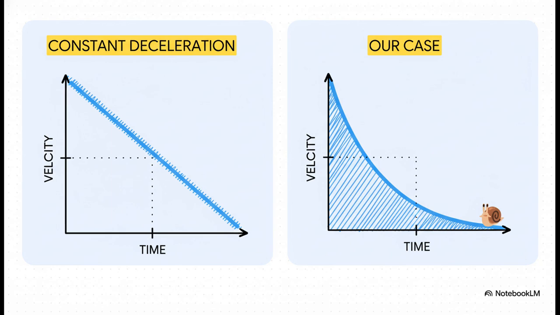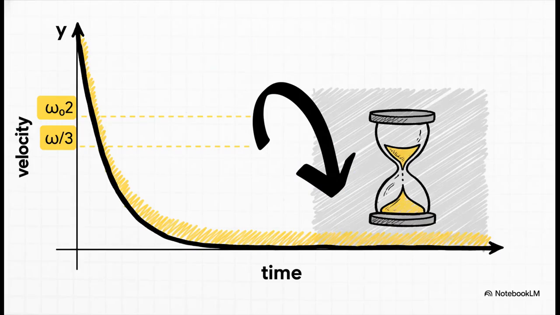If it was constant, then yes, the velocity would drop in a perfect straight line and the average would absolutely be omega naught over 2. But in our problem, the deceleration is proportional to the square root of the velocity. What that means is, it decelerates fast when it's going fast, but it decelerates really slowly when it's already going slow. And that's the whole point.